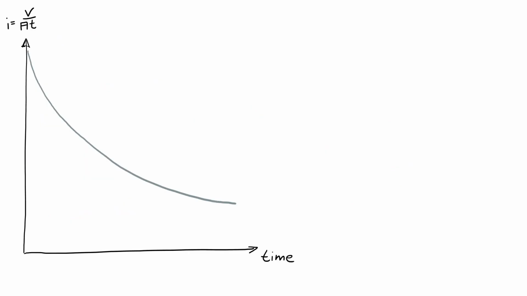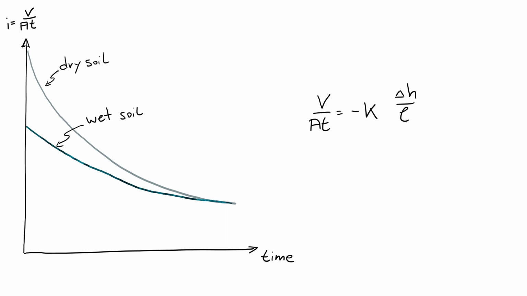So now let's look at how the infiltration rate decreases with time. If we compare a dry soil and a wet soil, we see that the initial infiltration rate into a dry soil is higher than that into a wet soil. And to explore why that is, we may consult Darcy-Buckingham's law.